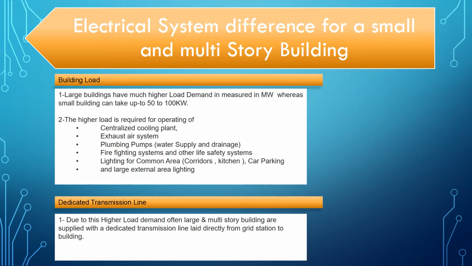The other is the dedicated transmission line. Due to this heavy load, it is not possible for the utility to provide power to these big buildings by an ordinary transmission line. The ordinary transmission line is only kept for small buildings like clubs, some hotels, some cinemas. But for big buildings, a direct transmission line is laid from the grid station or utility to these buildings. So these buildings have a dedicated transmission line, and they have a dedicated transformer room.